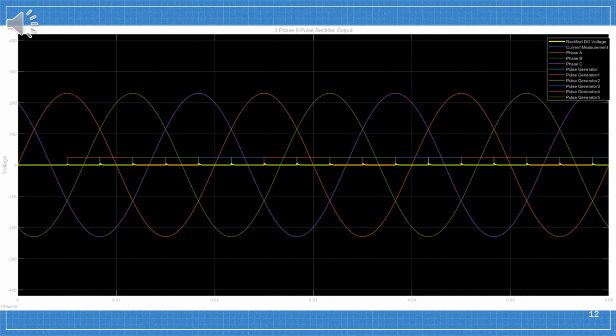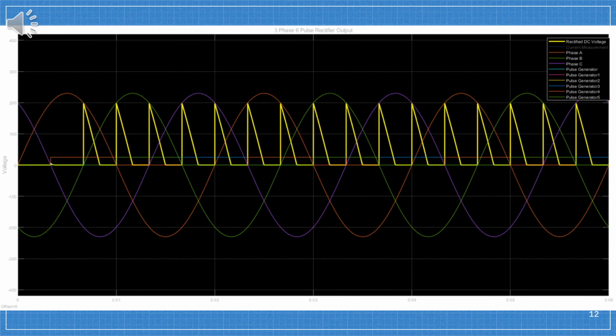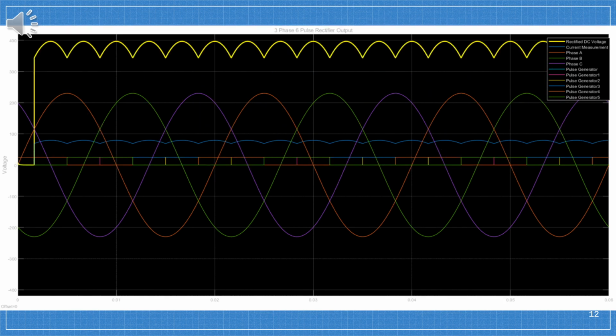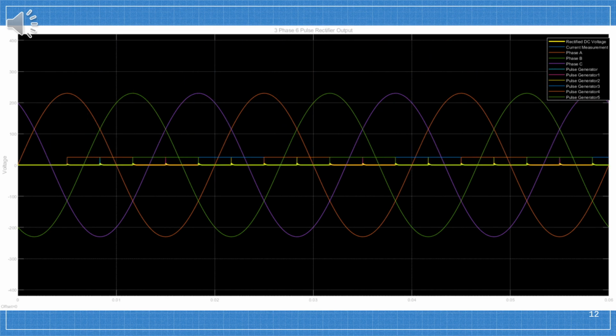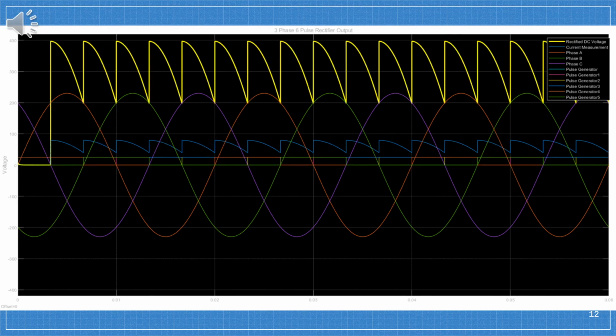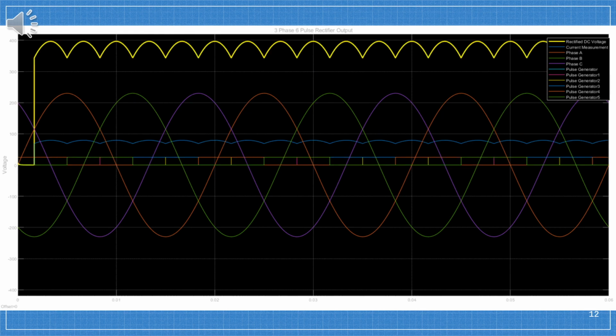This animation done on MATLAB also shows us similar results. We see that as we change the firing angle, our effective DC voltage starts reducing to the point that after 120 degrees it settles to zero.